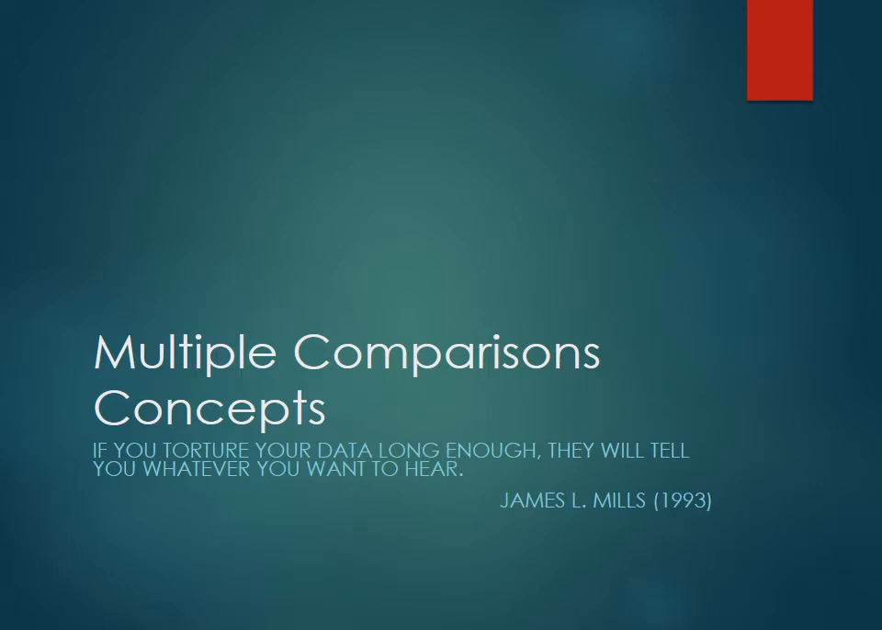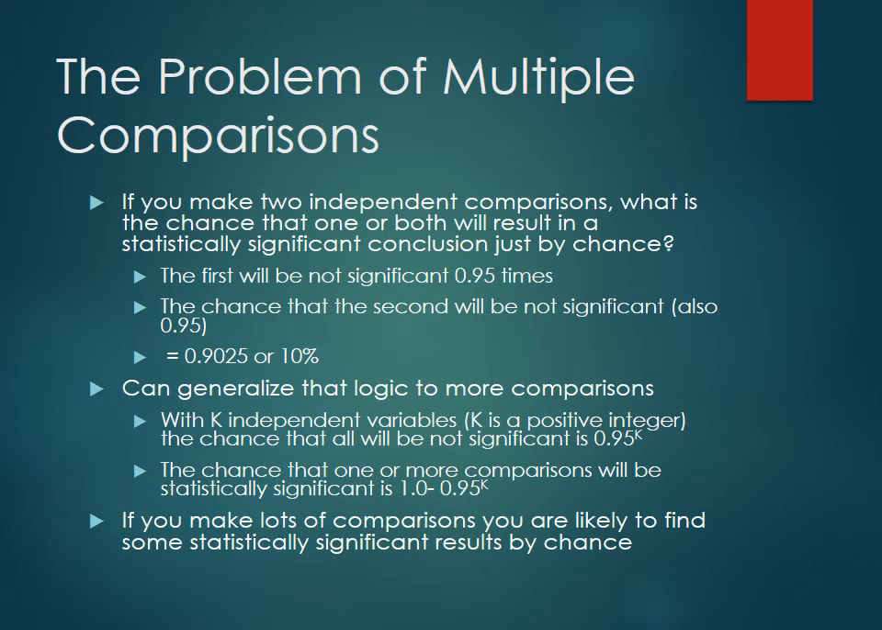First thing we'll talk about today is our multiple comparisons concepts. So the issue with multiple comparisons is when you're making two independent comparisons, what is our chance that one or both will result in a statistically significant conclusion just by chance alone? So we know that frequently our alpha level is set at 0.05, which means that 1 in 20 is an acceptable type 1 error rate for us. So again, that's a type 1 error of finding a statistically significant difference, or rejecting the null hypothesis, when no difference actually exists.